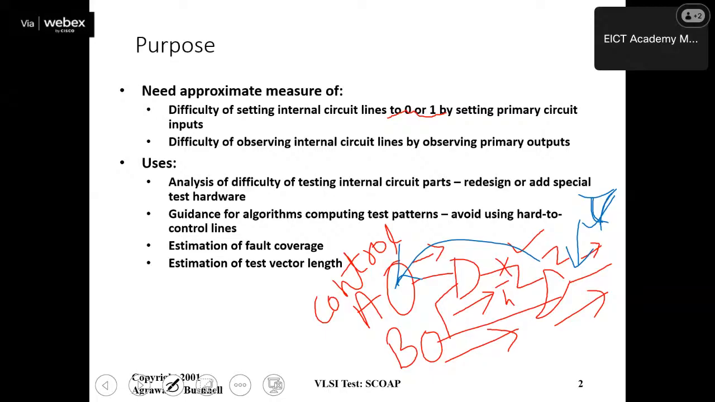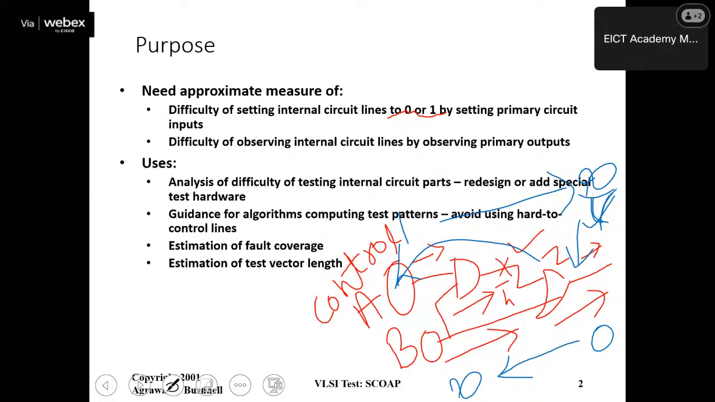So the controllability has a difficulty level, let's say from 1 to infinity in this way. Likewise, observability, observing something, has a difficulty level in the reverse direction. Let's consider it from 0 to infinity in the reverse direction, from output towards the input. So how difficult it is for a circuit to set its internal nets, or all the nets, to 0 or 1, that is what is being measured. There are different measuring algorithms in the literature, and this is the job of the testability measurement algorithms.